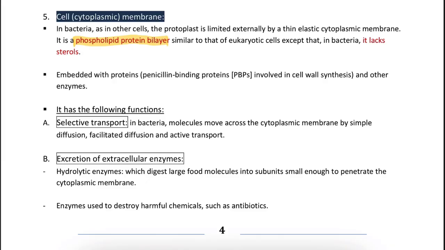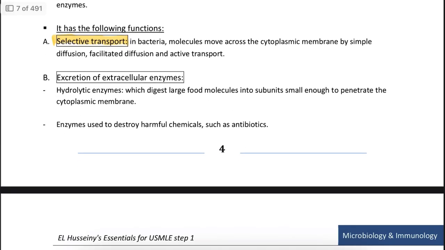The main function is selective transport. This selective transport mostly happens through diffusion and active transport. Okay. Next one, enzymes: excretion of extracellular enzymes.